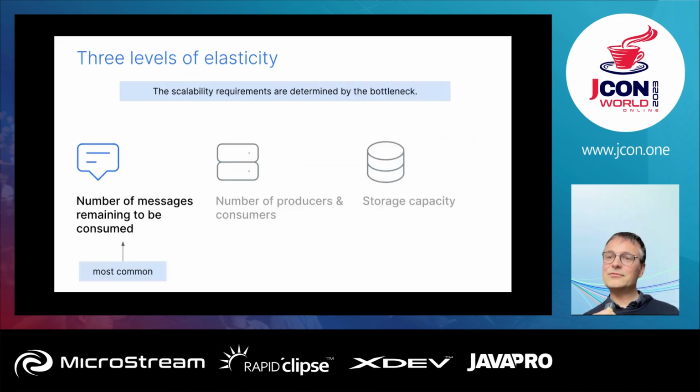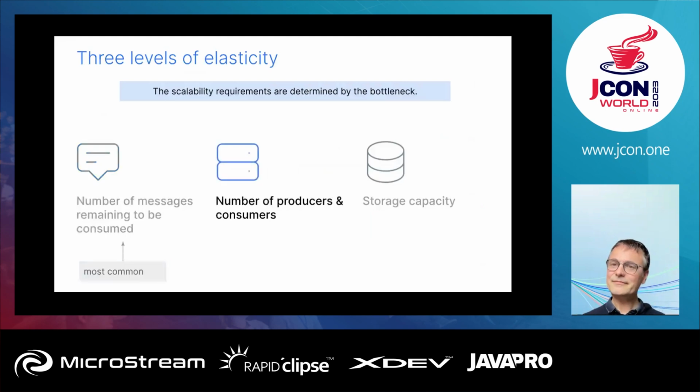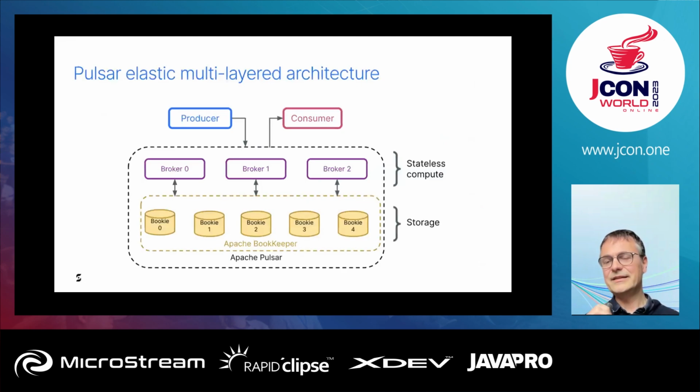Now that we delved into the most common bottleneck, let's explore how Pulsar can handle a rapidly increasing number of consumers and producers, a rapidly increasing number of clients. But first, I need to explain the unique architecture of Pulsar. This architecture is more sophisticated than other platforms, so it brings many benefits. In Pulsar, there are two types of nodes, the broker nodes and the bookie nodes, right?